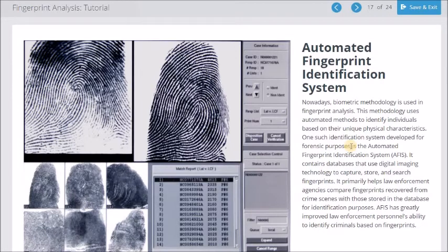Now I'm in the system. I'm a school teacher. I have to get fingerprinted every 5 years, and I've done some other things that cause me to get fingerprinted.